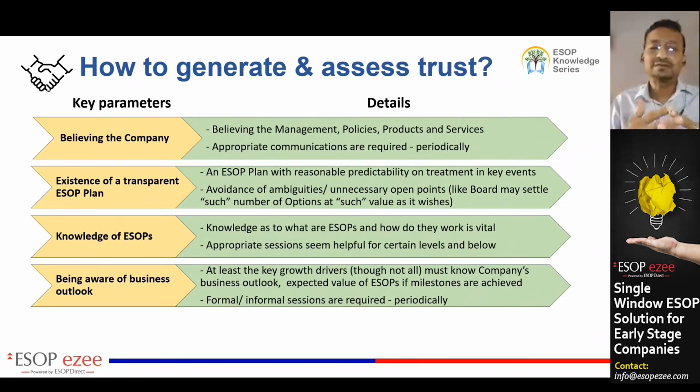So ESOP grantees, at least the key growth drivers, must be aware of the company's business outlook, the top line and bottom line, the expected work orders, the expected value of ESOPs today, and what it will be if milestones are achieved. This is quite important. For example, a VP at the time of grant is told that we are giving you ESOPs which have a value of 20 lakhs as of today. After 1 year, how will the VP picture making it 2 crores? What kind of business milestones have to be achieved?